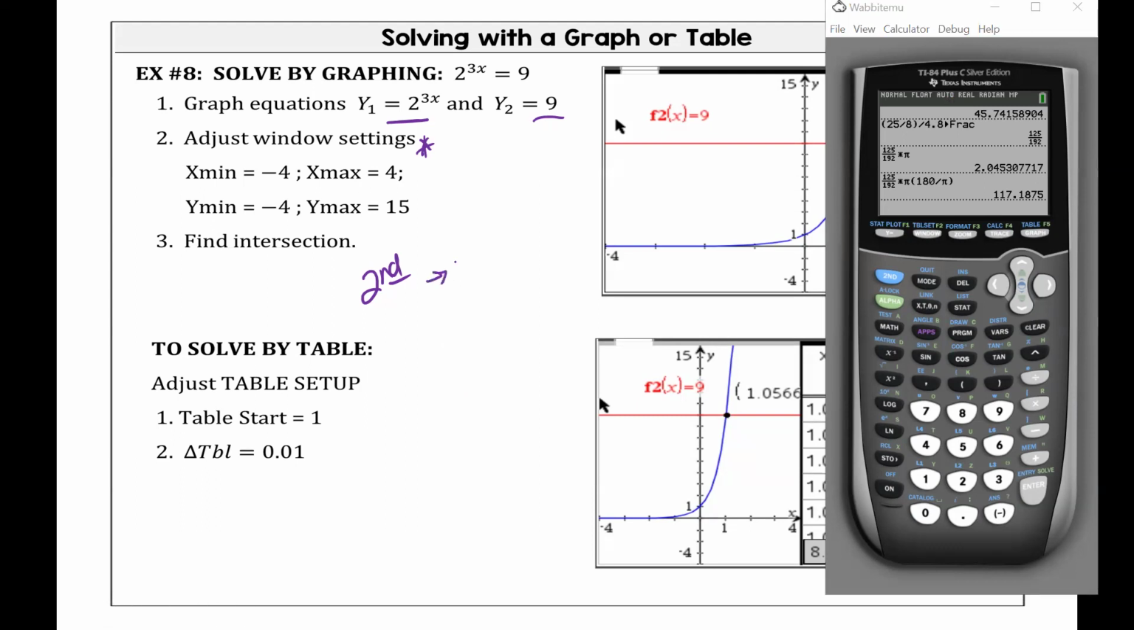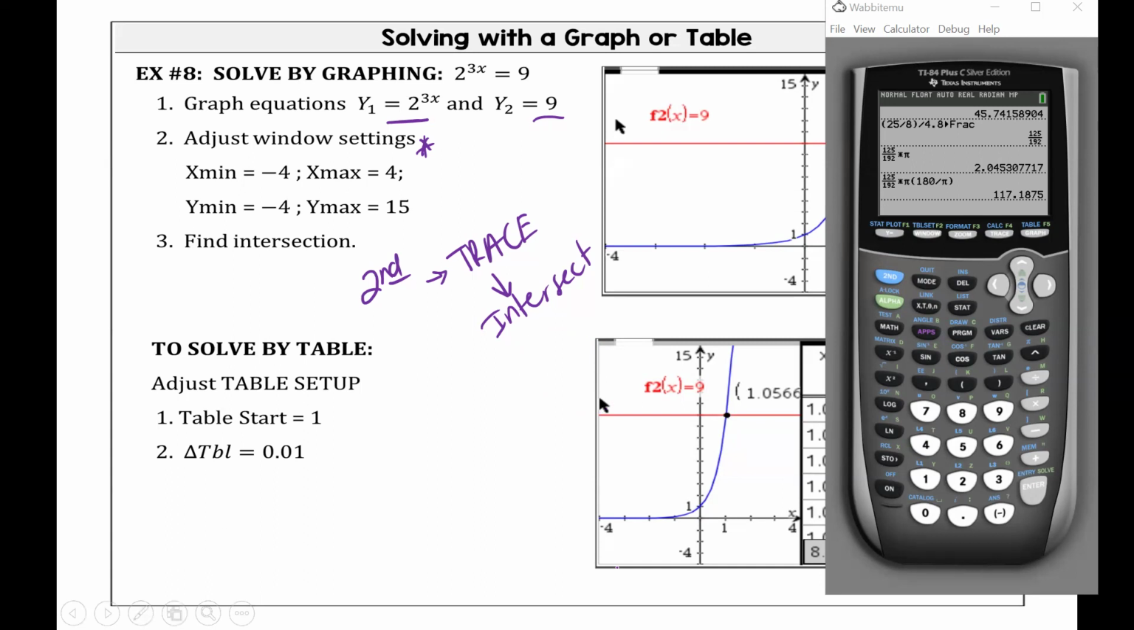Second, and then you're going to press trace, and then you're going to press intersection. So second, trace, intersect. And it's going to ask you, are you sure? Enter. Are you sure? Enter. Are you sure? Enter. Okay, so you're going to press enter literally 3 times.